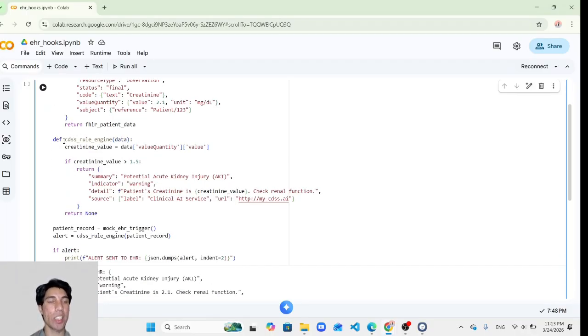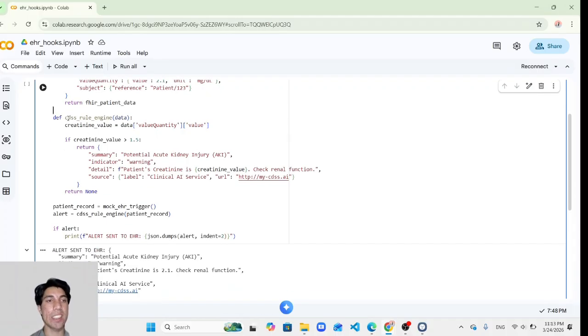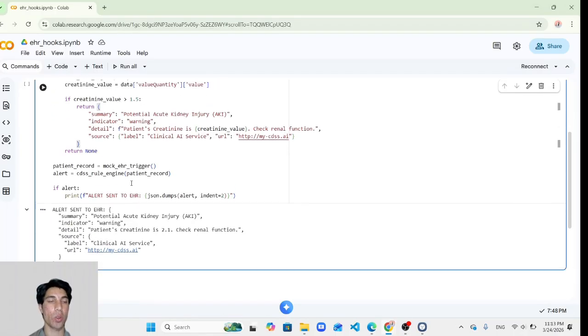So then there is the CDSS rule engine. This is our API endpoint that will be hit with the data. So the data goes to this endpoint, and this could be our machine learning model, or it could be a deterministic rule book. Here there is a hard-coded rule. We have written that if creatinine value is greater than 1.5, then return this alert. This is basically the decision, the card that is returned to the clinician.